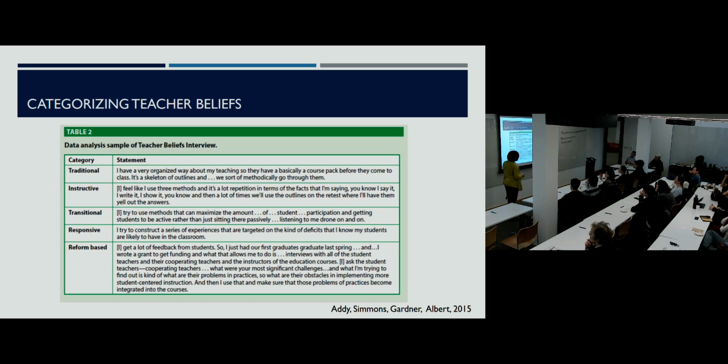I'm not going to read through all these, I'm just going to give an example. These are examples that come from the research, like what the faculty actually said. So this one, let's say instructive: "I feel like I use 3 methods, and it's a lot of repetition in terms of the facts that I'm saying. I say it, I write it, I show it, and then a lot of times we'll use the outlines on the retest where I'll have them yell out the answers." So you can see the instructor is focused on providing these outlines and delivery of this information in this way, repeating the information. So taking mostly an instructive approach to teaching.